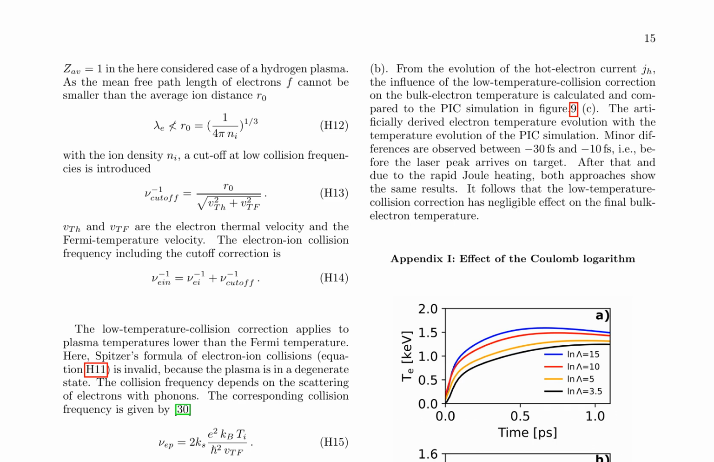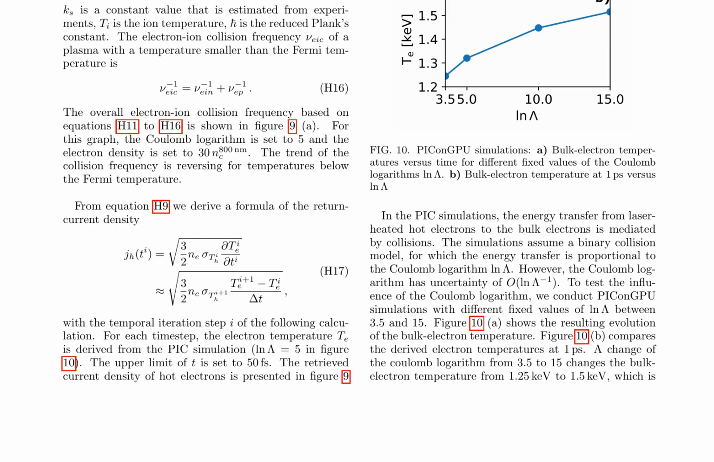The corrected collision frequency, nu EIC, is derived by combining the electron-ion collision frequency, nu ein, with the collision frequency due to phonon scattering, nu EP. The overall collision frequency is shown in Figure 9a, exhibiting a reversed trend below the Fermi temperature.